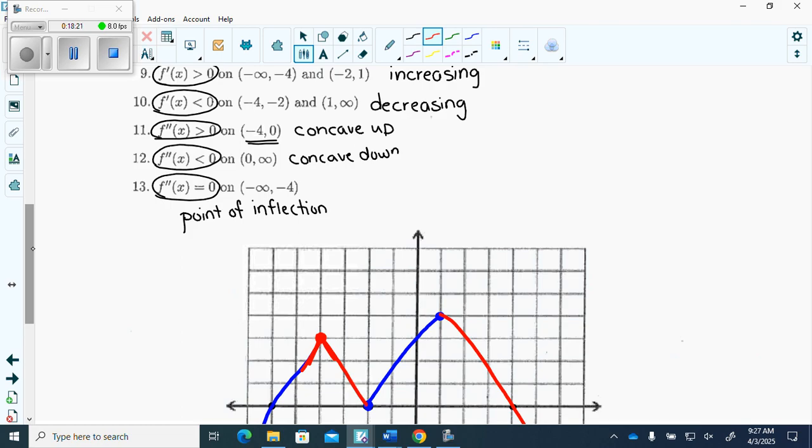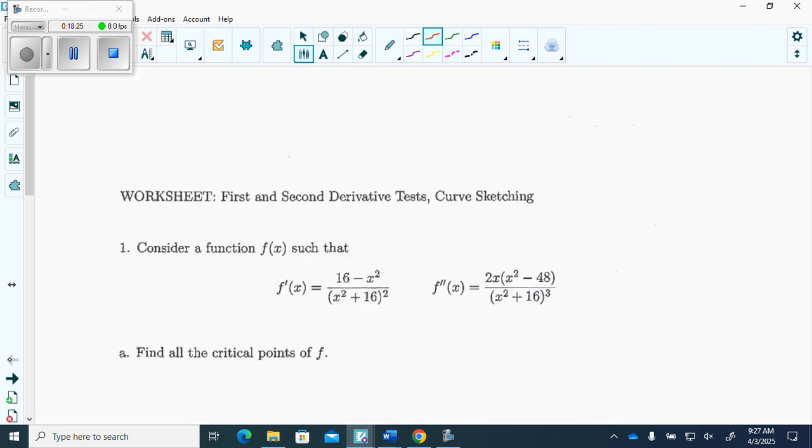You are right. Okay, this is what I wanted you to see for AP. AP does this a lot. They give you F prime and F double prime nicely already broken down for you. Isn't that nice of them? Because if I don't give you the derivatives, I'm testing whether you can get the derivative of it. And then I'm also testing whether you know intervals of concavity, increase, decrease, whatever, right?